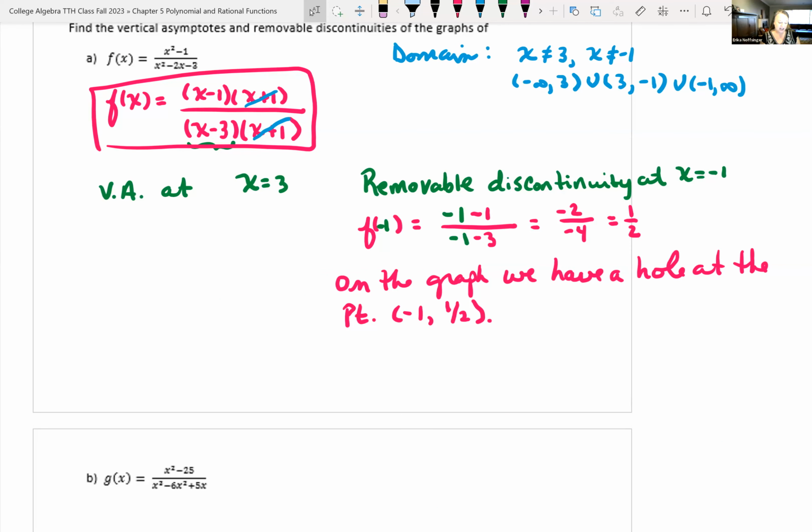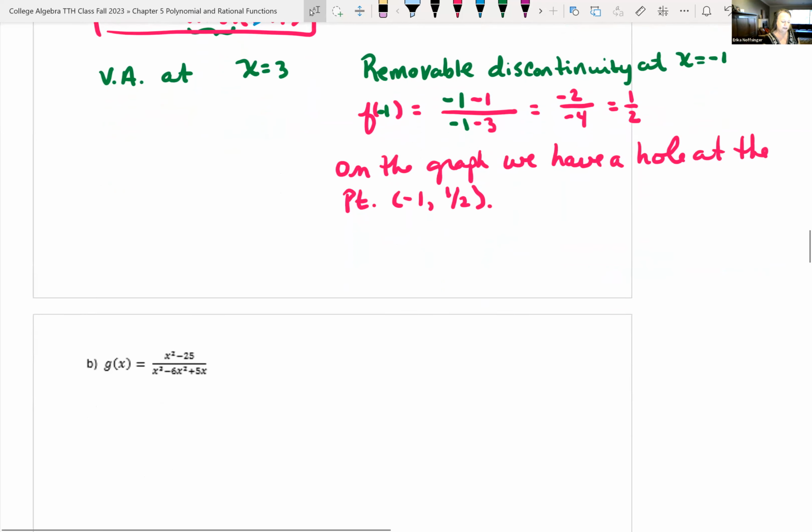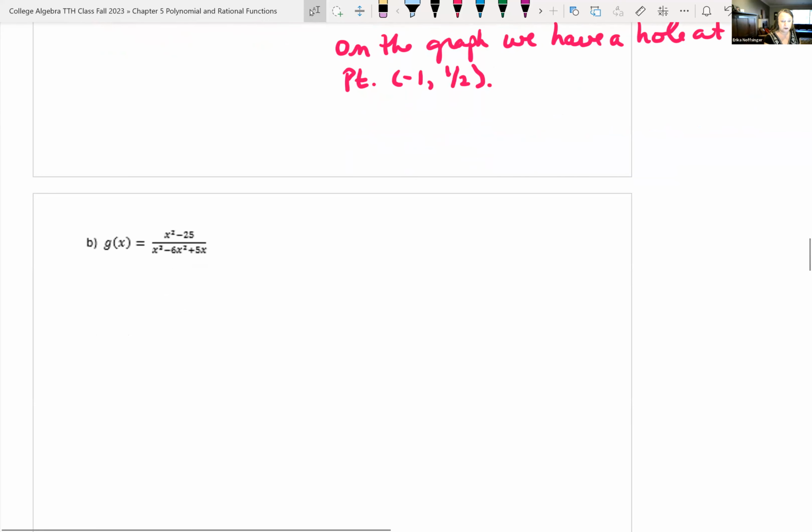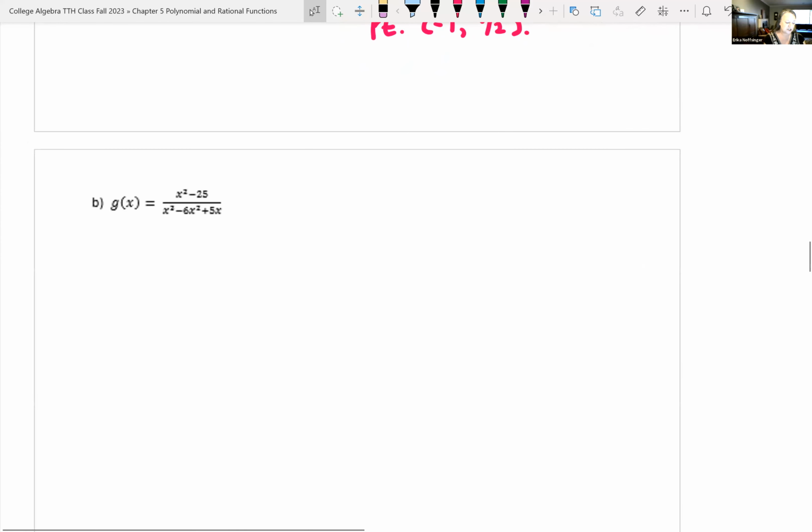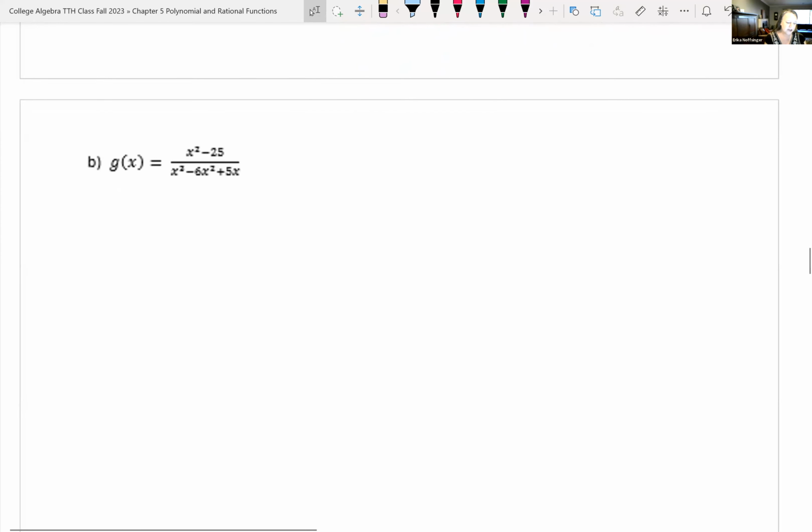So looking at another example, we have g of x is equal to x squared minus 25 in our numerator. And then in our denominator, we have the polynomial x cubed minus 6x squared plus 5x. We're looking for our vertical asymptotes and any removable discontinuities. So again, let's start by factoring both the numerator and denominator.